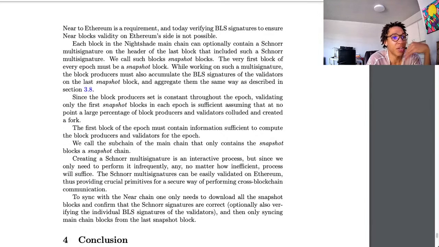Each block in the Nightshade... and there is a Near Ethereum bridge now, so obviously this has been worked on, and a lot of this information is probably old or outdated, but this is kind of a background for me, and I want to build upon it as I learn more about Near and more about Ethereum as well.